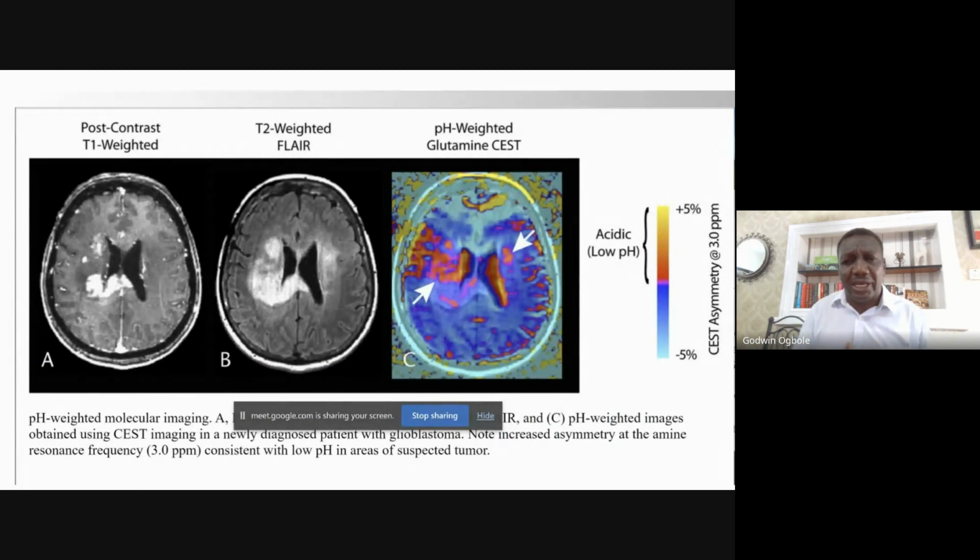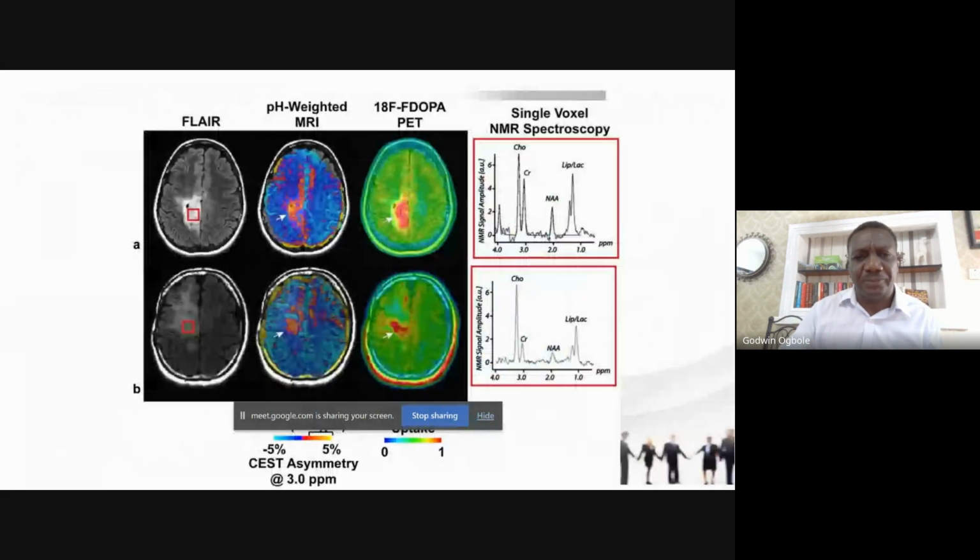So this is just an image to show you what chemical exchange saturation transfer imaging looks like. You see the conventional post-contrast T1 weighted image on the left, and you can also see the FLAIR image in the middle. But with this one, you have this weighted molecular imaging based on certain characteristics, in this case, glutamine. Apart from just looking at the tumor, you can also see the extent or invasiveness of the tumor demonstrated in this image by the arrows. You can see something that was not clearly demonstrated with the conventional imaging.